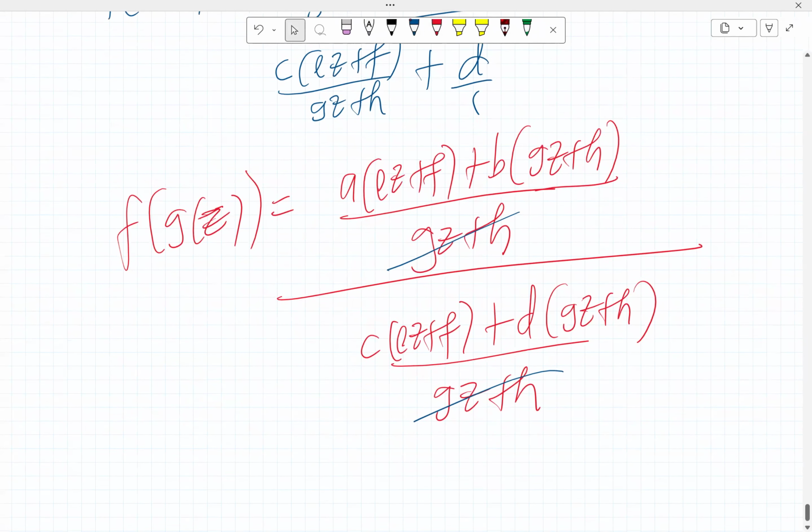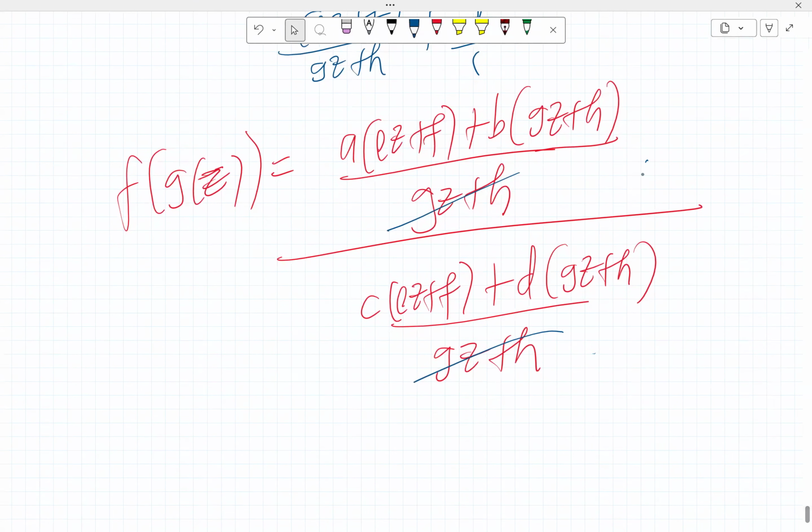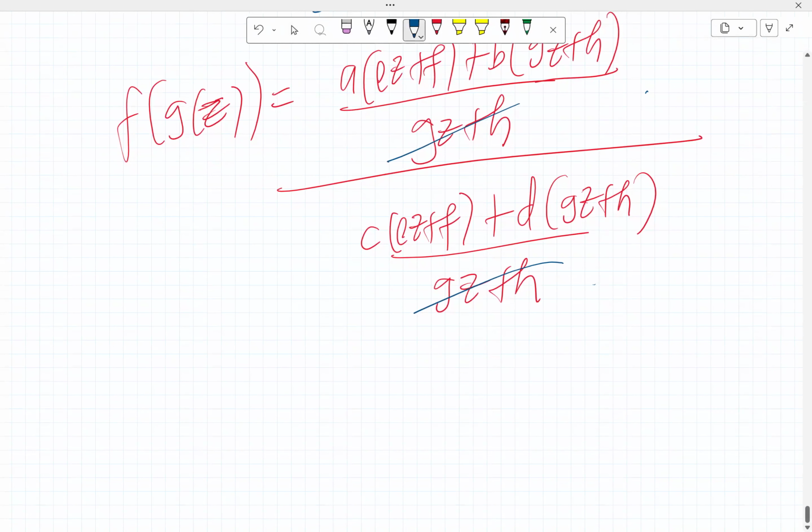So we don't have to go through. Normally, I should say this over this, divided by this over this, and then we put it over GZ plus H over. So it will now be this over GZ plus H times GZ plus H over this, and they will still cancel out. So with this cancelled out now, all we just need to do is put them over themselves.